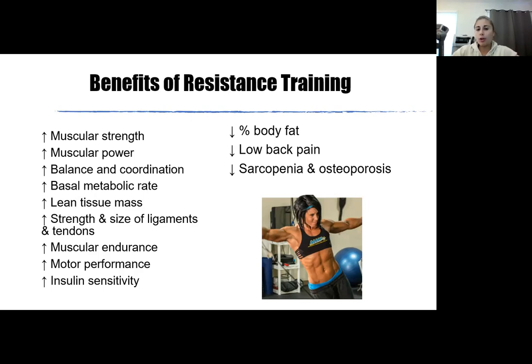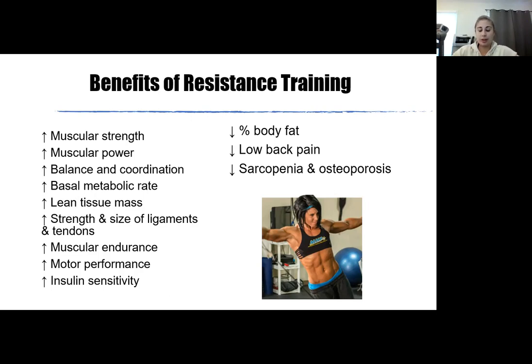So cardio is not really going to help with the sarcopenia. It's good, you need it for your heart, but cardio training is not going to help maintain your muscle mass the same way as resistance training does. And so we can see all these other benefits, right? We're going to be stronger, have more power, more balance and coordination. Also important as we age, right? So we reduce the risk of falls. Even our basal metabolic rate increases, and that means we can burn more calories at rest if you have more muscle mass. We'll have more lean tissue, which is more muscle. We're going to have stronger ligaments and tendons.